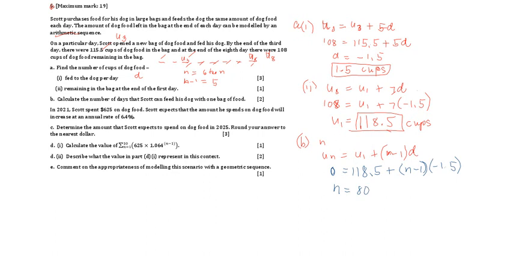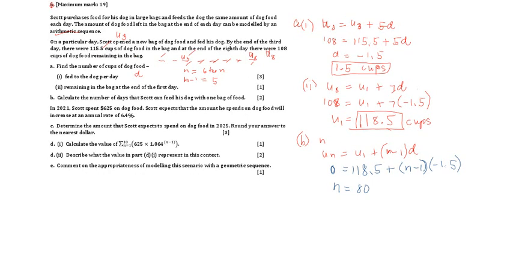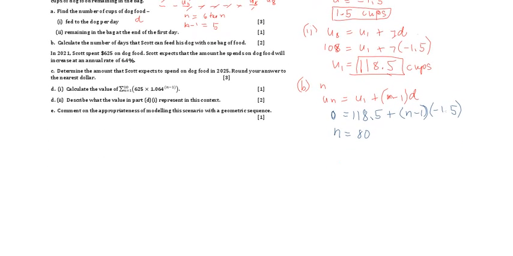In 2021, Scott spent $625 on dog food. Scott expects that the amount he spends on dog food will increase at an annual rate of 6.4%. Determine the amount that Scott expects to spend on dog food in 2025. Round your answer to the nearest dollar, from 2021.